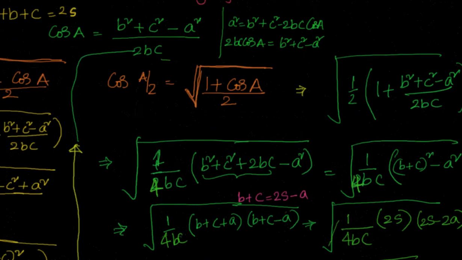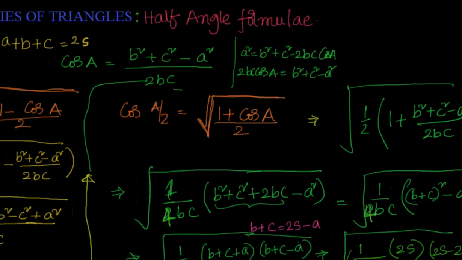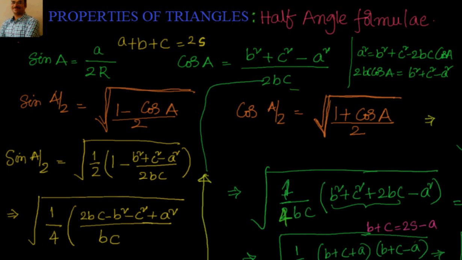See you in the next video where we will go through area of a triangle. This is about half angle formula. What we have done is very simple. From law of cosines, we know what is cos A. We know from trigonometry there is an identity which tells me sin A by 2 equal to square root of 1 minus cos A by 2 and cos A by 2 equal to square root of 1 plus cos A by 2. I will substitute the value of cos A in them, simplify them and leverage the condition that A plus B plus C equal to 2S.